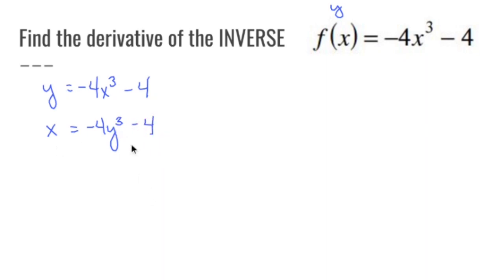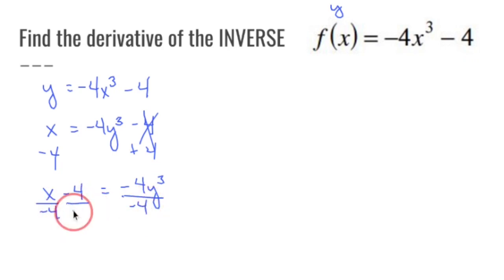In order to get y all by itself, you have to add 4, and that crosses out. Now I have x minus 4 equals negative 4y to the third. I'm going to divide everything by negative 4. So I have negative 1/4 x plus 1 equals y to the third.